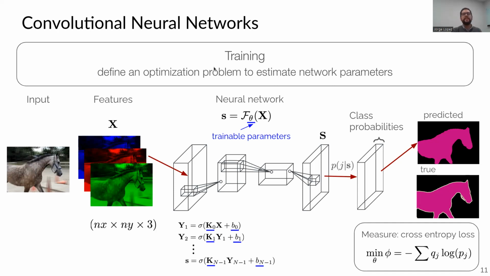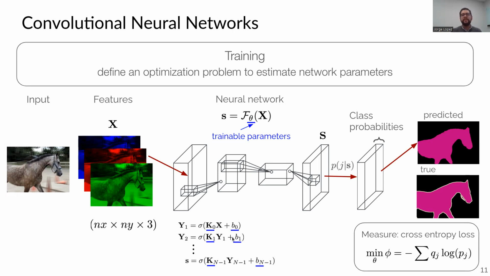And training a neural network is very similar to what you have for geophysical inversion. We have to define an optimization problem, and we have to estimate the parameters of the network. All the parameters here are given by this theta, basically each of these kernels or filters that I showed you before. And we also have what are called the bias terms, which is another parameter that is added to the output after performing this matrix multiplication.